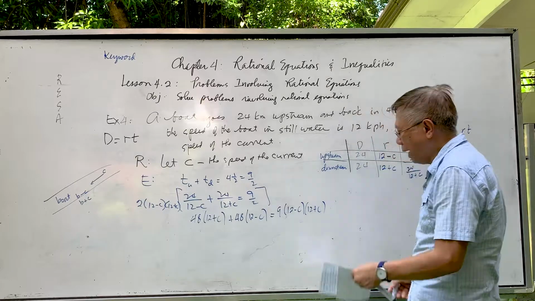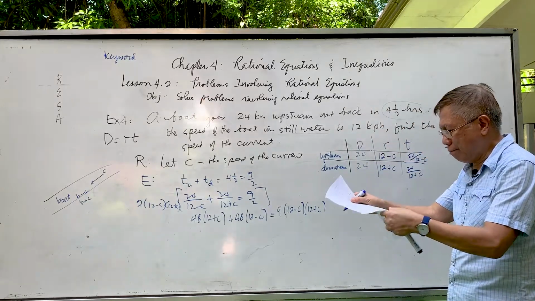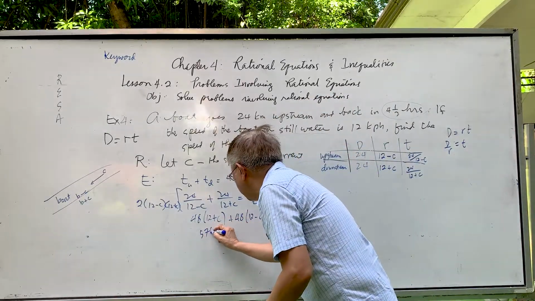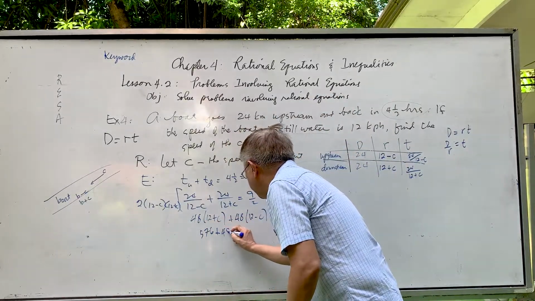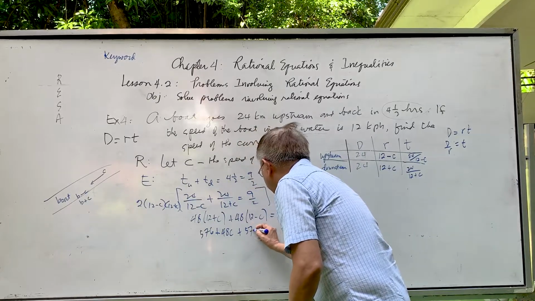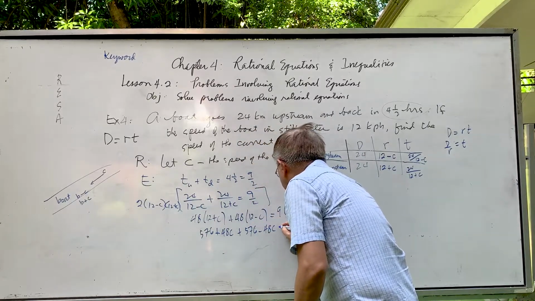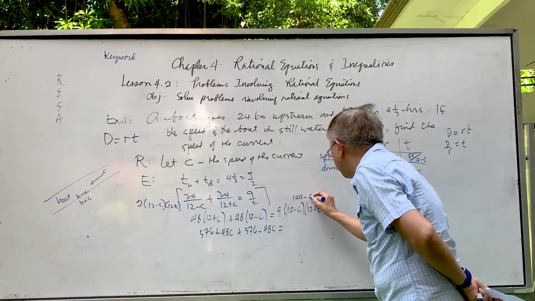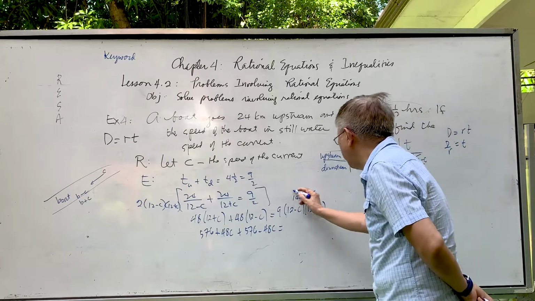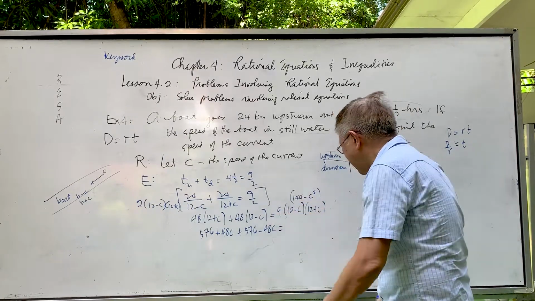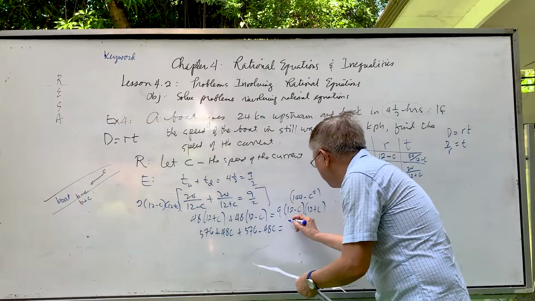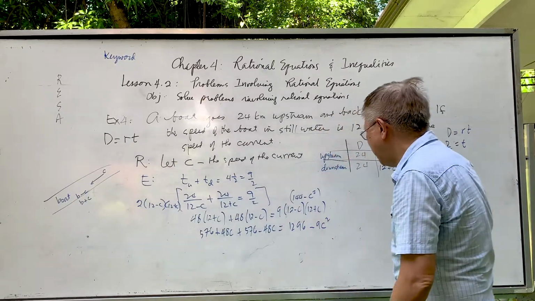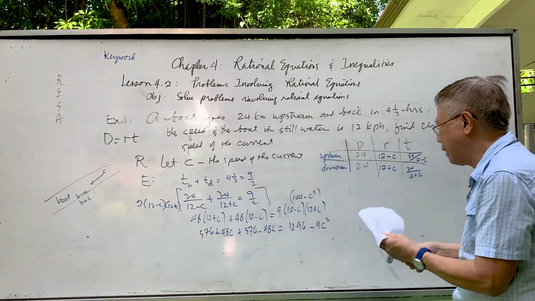Okay, multiplying the two, we get what? 48 times 12 is 576 plus 48C. And this is 576 minus 48C. This 12 minus C times 12 plus C is actually a difference of two squares. 144 minus C squared. So I'll multiply this by 9. So I will get 1296 minus 9C squared.